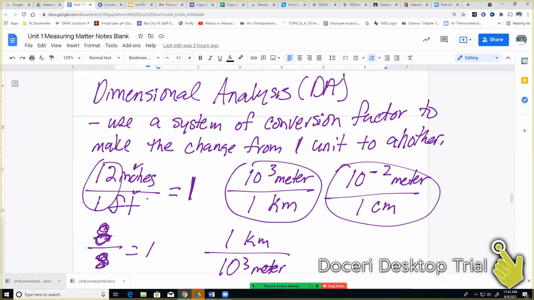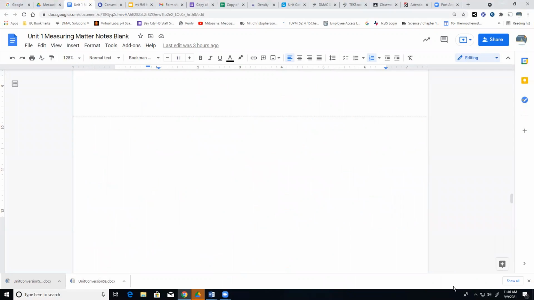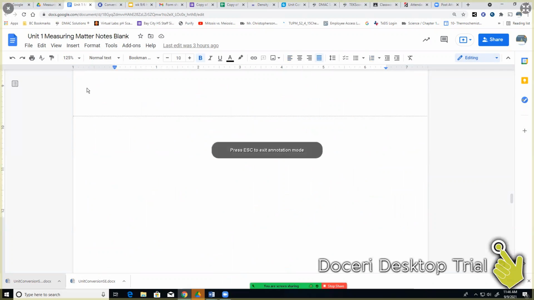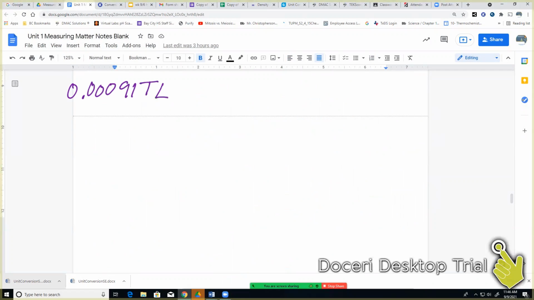So we're going to look at a couple of metric conversions using it that way, and then you can decide what you like better. All right, so I'm going to do the next one on your practice, which is 0.00091 tetraliters. That's a big T. And we want to find out how many megaliters that is.